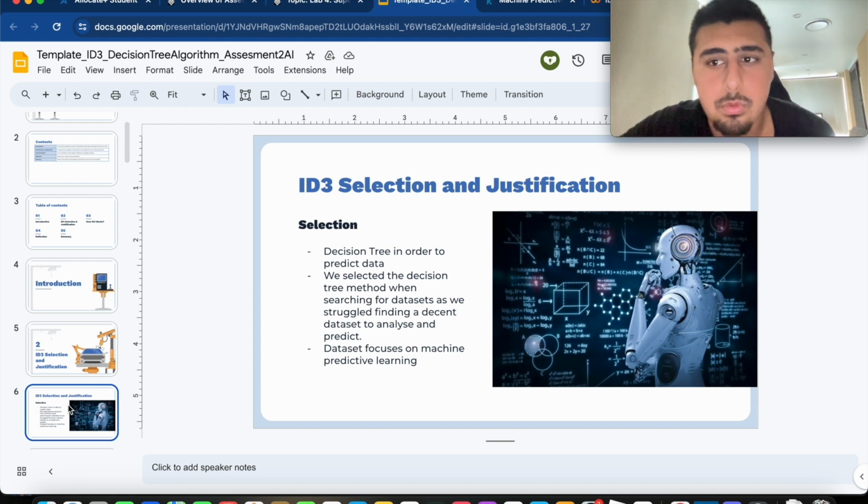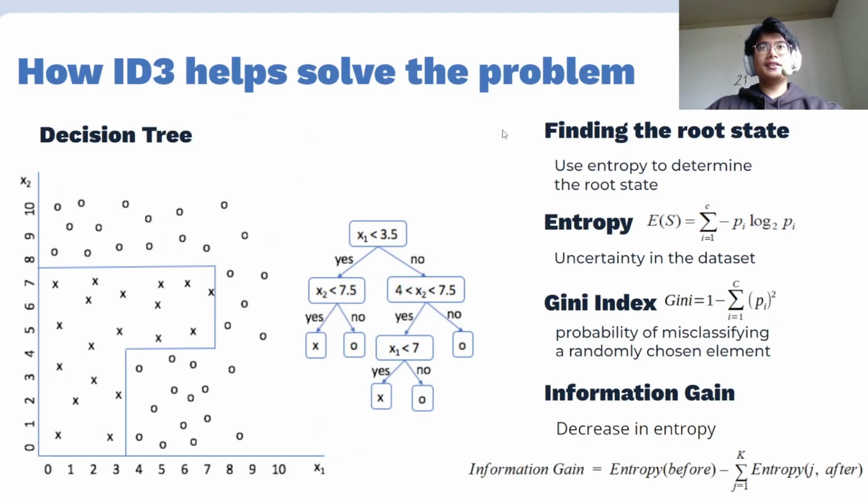But when we were searching on Kaggle, we finally found and stuck on a dataset that we were able to predict data on, and thus we picked decision tree matrix. The dataset focuses on machine predictive learning. Okay, let's move on to the next part, which is how ID3 decision tree helps solve the problem.